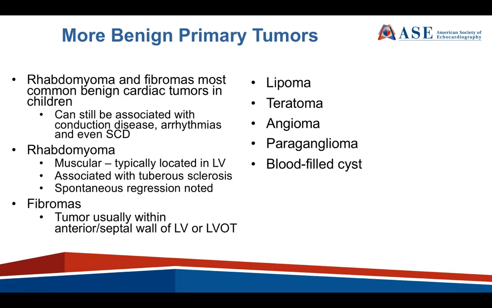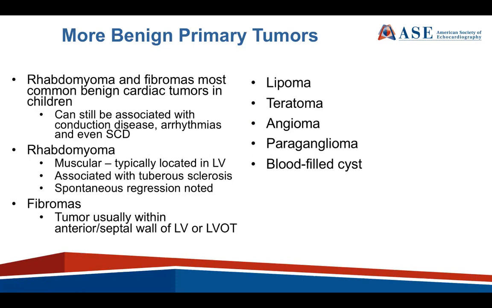Here's a list of more primary benign tumors that you can see in the heart. Rhabdomyomas and fibromas are the most common benign cardiac tumors in children. So if you get a question asking about children and a benign tumor, these are the things that would be at the top of your differential. Both rhabdomyomas and fibromas can be seen associated with conduction disease, arrhythmias, or even sudden cardiac death, although it's quite rare.